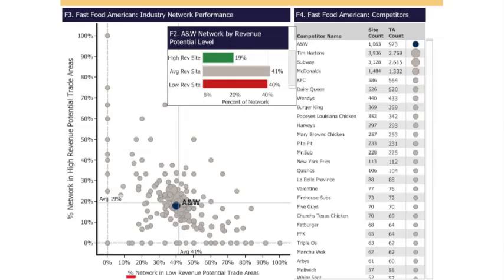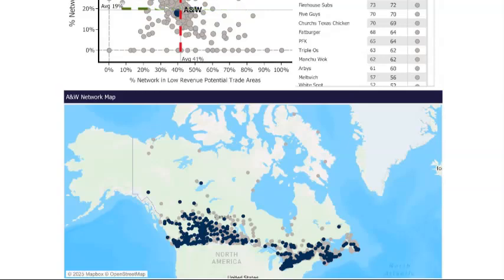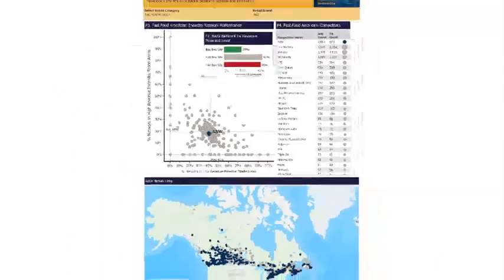competitors. On the bottom axis, we have the percent of each network that is in low revenue potential sites, while on the vertical axis, we have the percent of each network that are in high sites. The crosshair lines indicate the average for all competitors. In this example, the fast food industry has 19% of their sites in the top third and 41% in the bottom third. In comparison, the A&W network is slightly below average with 19% in the top third and 40% in the bottom third. The bottom map shows the A&W network locations across Canada.